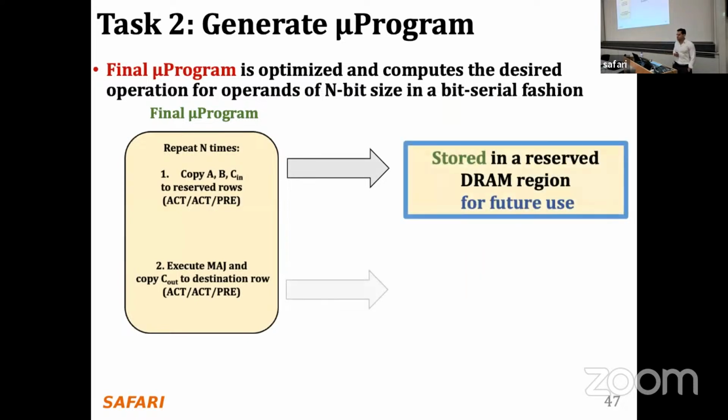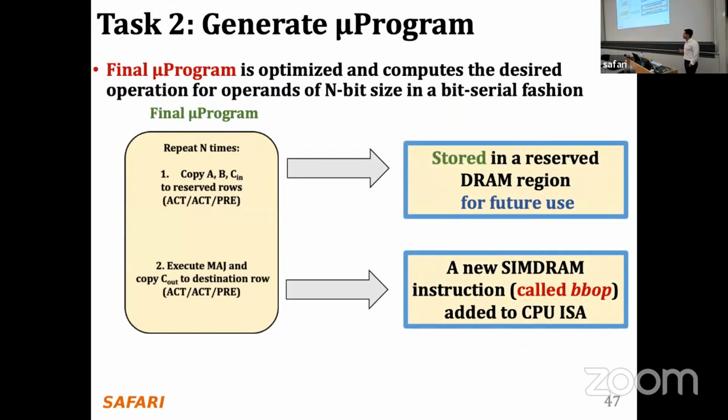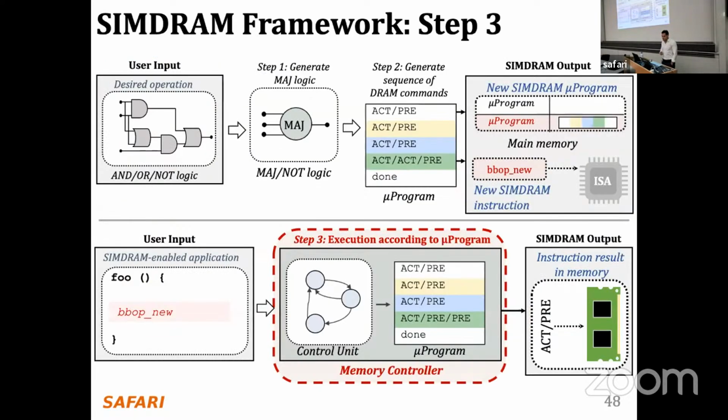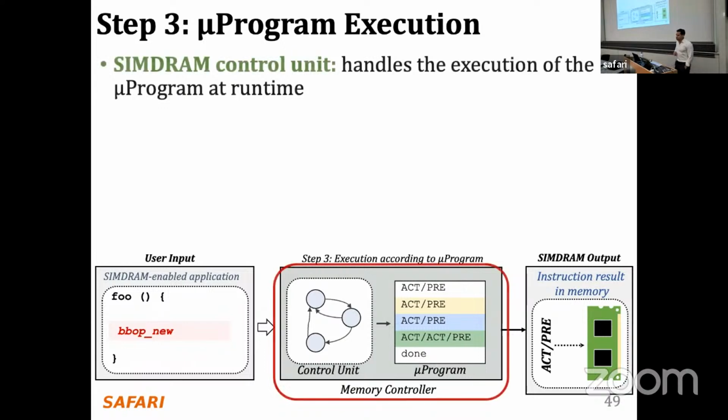So in the end of this process, what we have, as I mentioned, is a microprogram that implements these operations in DRAM, and then we store this microprogram in DRAM for future use, and we create a new CPU instruction called BBOP, so that the user can interface with this instruction in the application. So the final step then is to execute this microprogram. Basically, you want to do it transparently from the user.